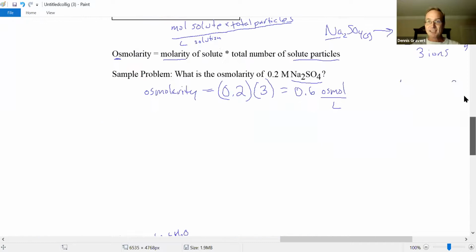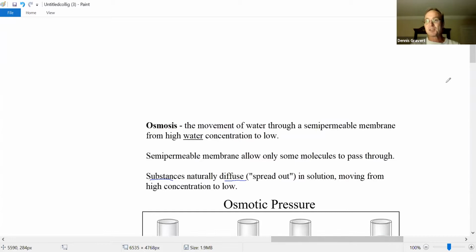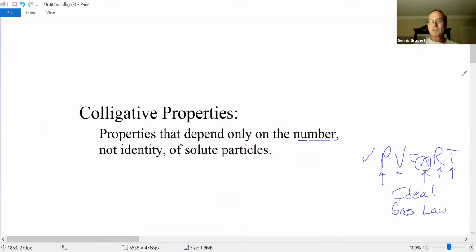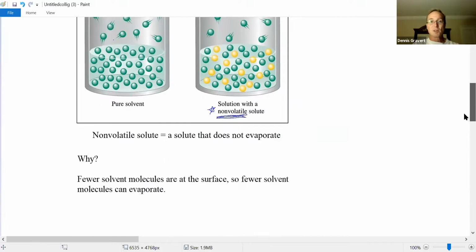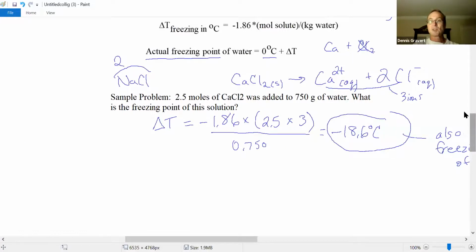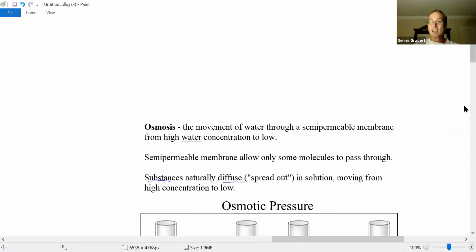And I think we're done. Let me double check. Anything else over here? Nope. Okay, so just to review real quickly, there's 4 colligative properties, properties that don't change as you change the identity, as long as you count the numbers. The vapor pressure decreases as you increase the number of solutes. The boiling point goes up. Where's that? We have that picture over here. Boiling point goes up. There it is, as you add more solutes. The freezing point goes down as you add more solutes. And the osmotic pressure goes up as you add more solutes.